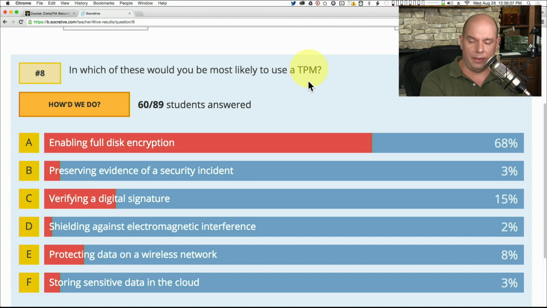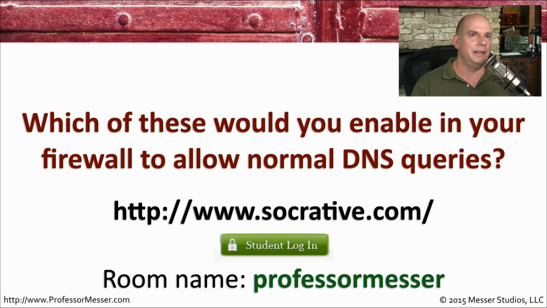Let's deal with firewalls, something that's near and dear to my heart. I just spent almost 7 years working for a next-generation firewall company as a systems engineer, so I like firewall questions. So I wanted to be able to get one to you before we were done today. Which of these would you enable in your firewall to allow normal DNS queries? So that's one of those things that you would use to be able to work with your firewall.